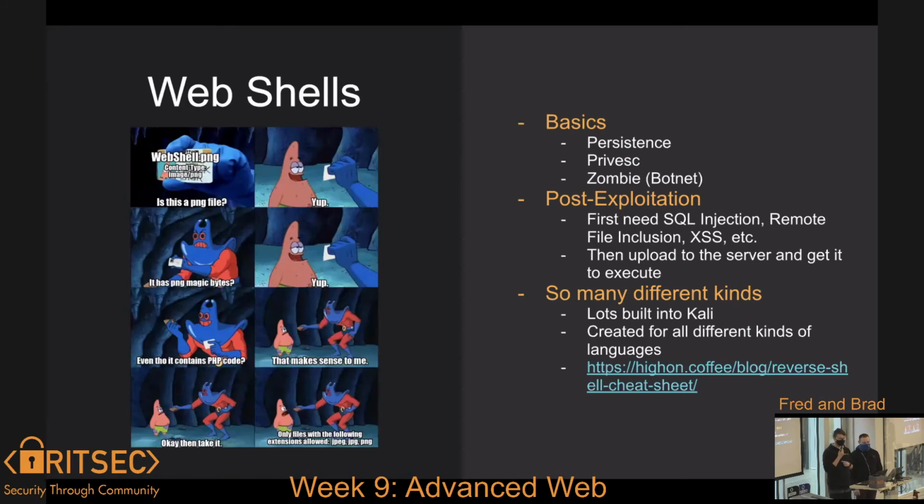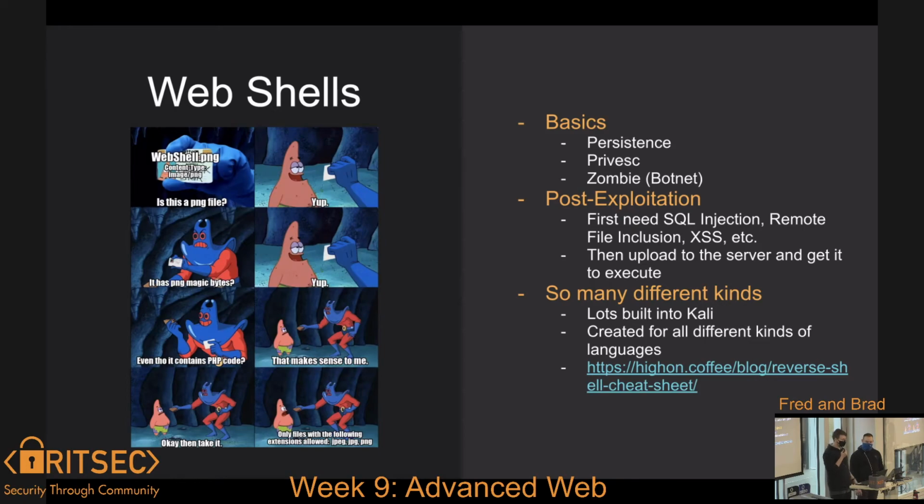Web shells. So this is something I talked about earlier, where we could upload a reverse shell. Basically, web shells can provide persistence, privilege escalation, or they can also be like zombies or a botnet. And so basically, this is post-exploitation. As soon as you find a vulnerability or an exploit, this is something that you would upload as a payload to a server, so that way you have persistence, you have inside access.